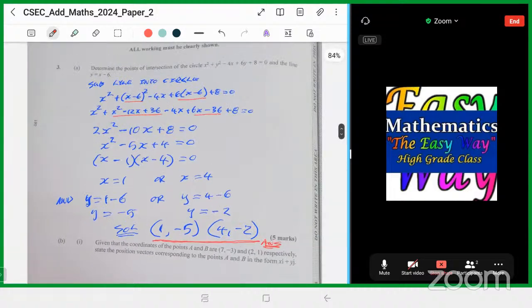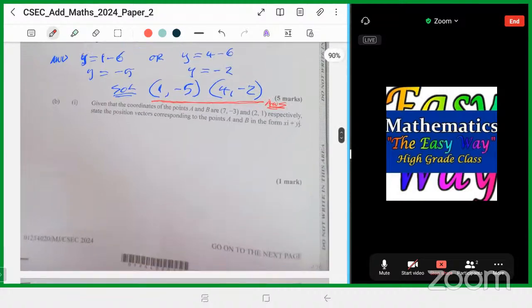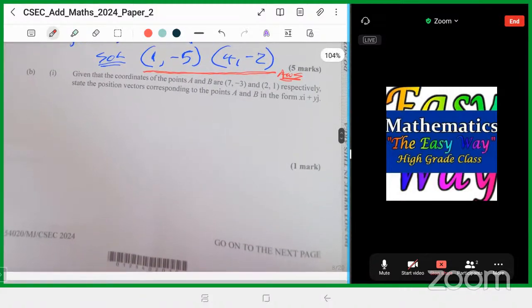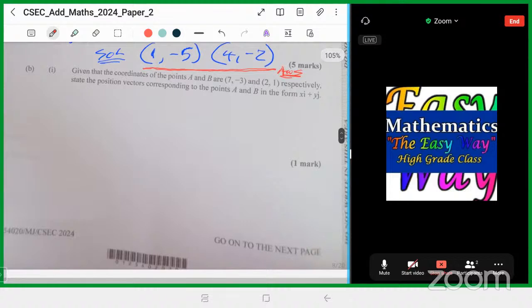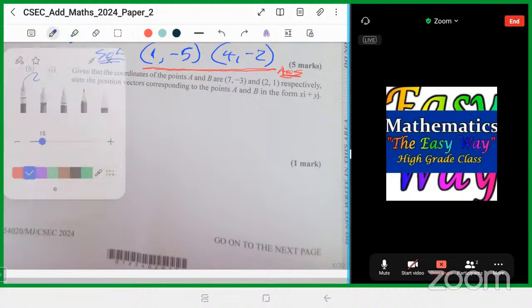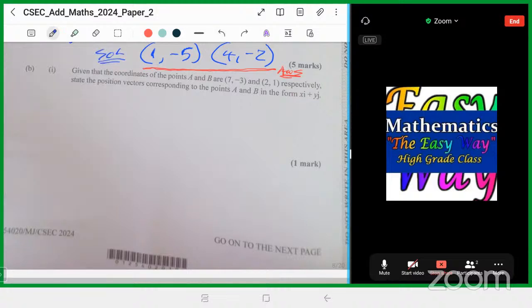This paper so far is easy, except for that blunder on the first question. This question says, given that the coordinates of the points A and B are these two points, state the position vectors of the corresponding points A and B in this form. The position vector will have the same values, so we write it like so. OA is the position vector of A. You just have to state them, no calculation needed.